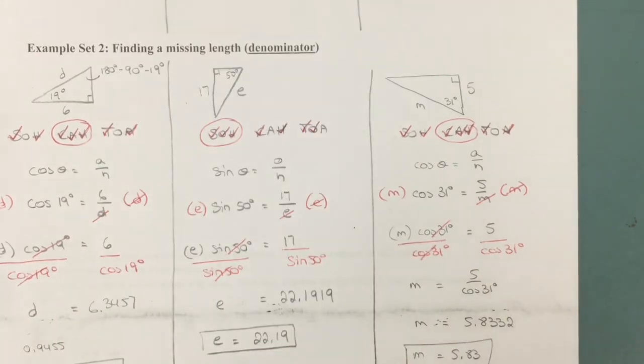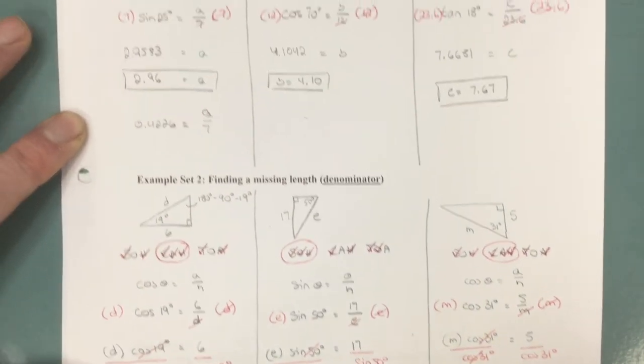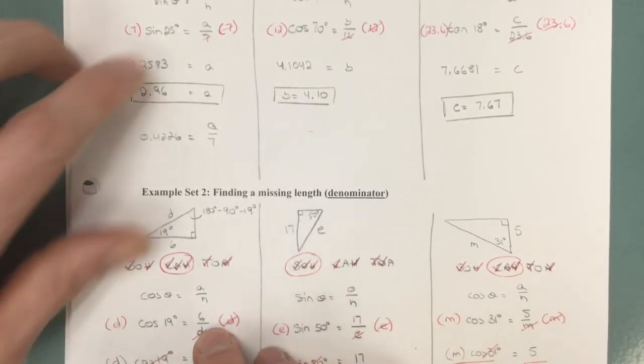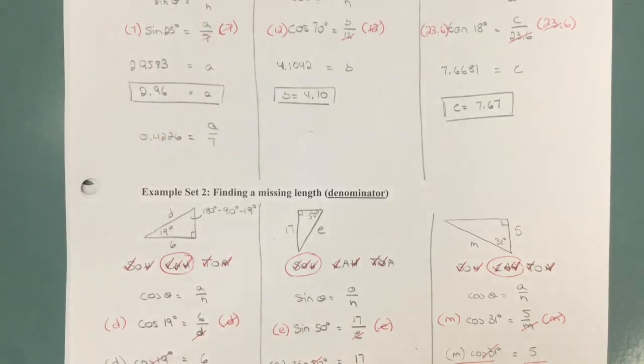So now you are able to find the missing length if it's either in the denominator or in the numerator. You can find the missing length, and the next example set will go through finding the missing angle.